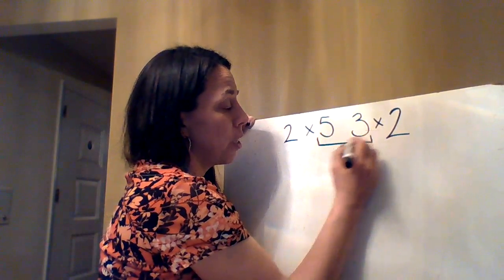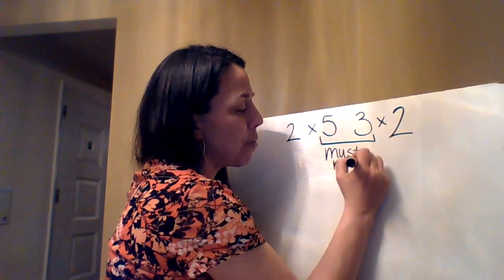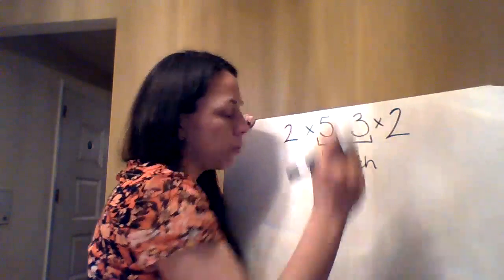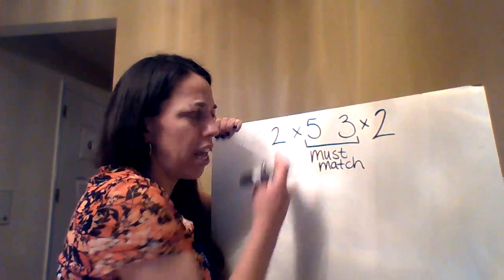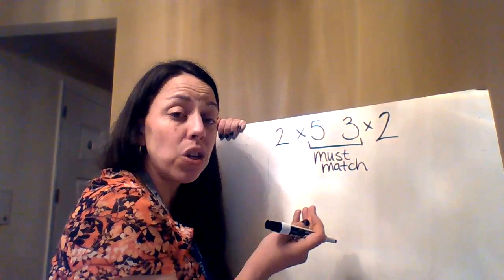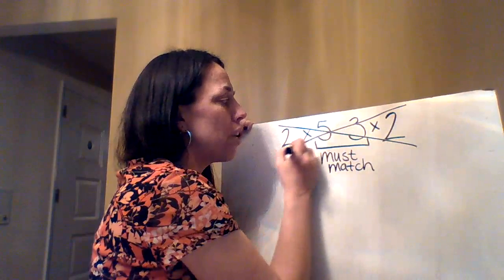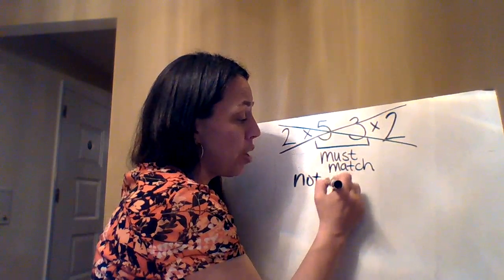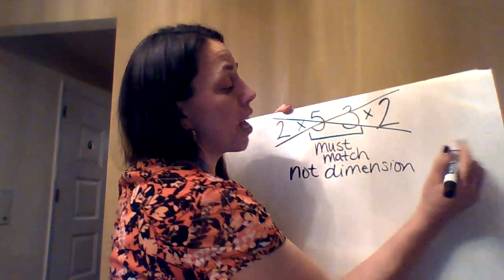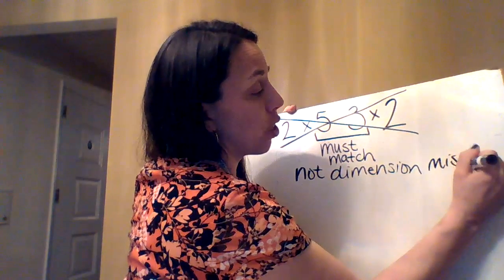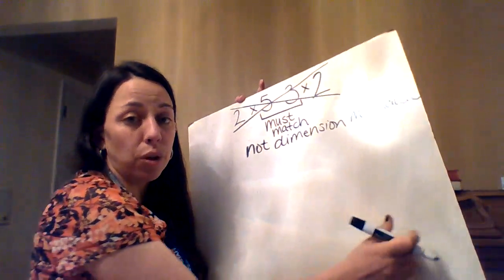These two numbers must match. Do these two match? All right, since they don't match, if you were asked to do this, you would not be able to do this because there is a dimension mismatch. Okay? So just like yesterday, and on yesterday's homework, there were some questions that we could not do because the dimensions did not match up the way we wanted them to.